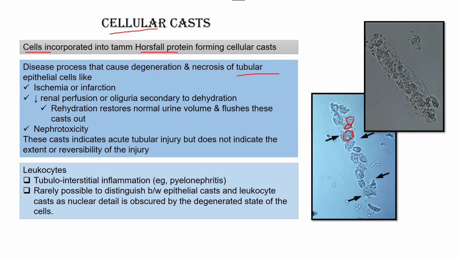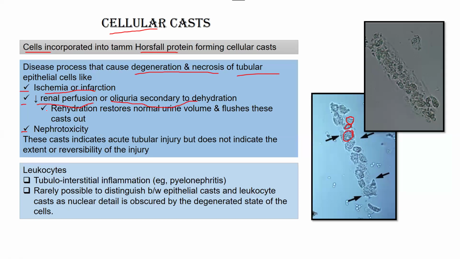These cells are sloughed off because of degeneration or necrosis that can happen in the tubular epithelial cells. And the degeneration and necrosis can occur because of these three reasons. Reason number one is ischemia or infarction, where the blood supply to these cells is stopped, and because of that there is necrosis or degeneration. Or there is decreased renal perfusion, or oliguria secondary to dehydration, like the animal is drinking less water, and because of that the perfusion to the kidneys is less.